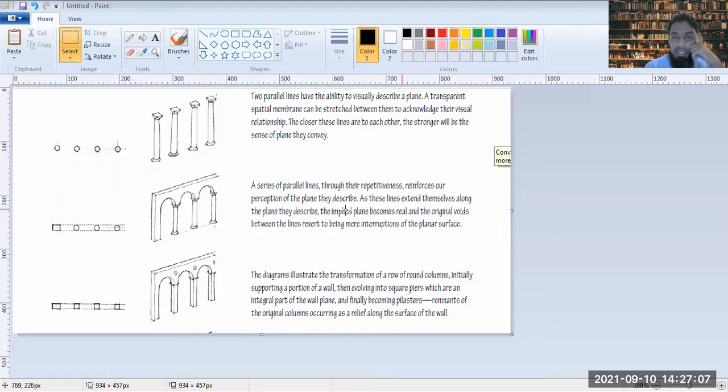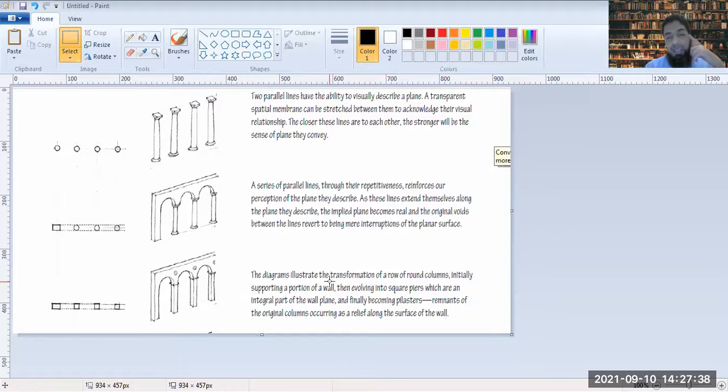As these lines extend themselves along the plane they describe, the implied plane becomes real, and the original voids between the lines revert to being mere interruptions of the planar surface. So even if they extend away from each other, but they are being connected, they still give an idea of a plane. The voids may become larger, but still they may give an idea of a plane.